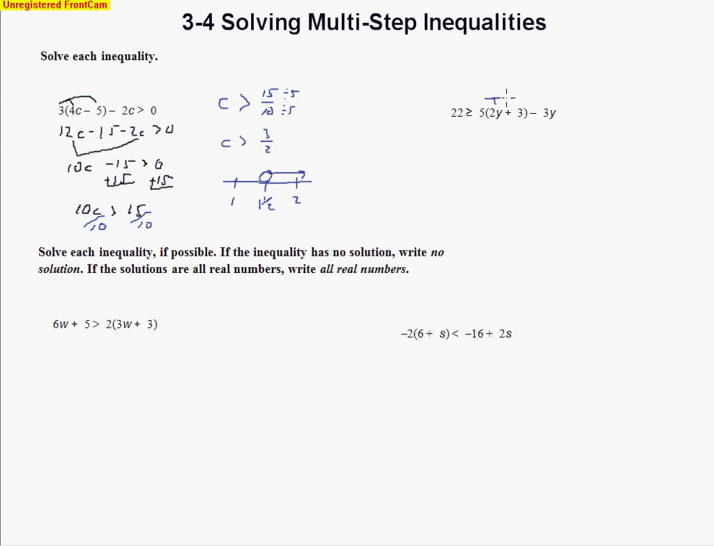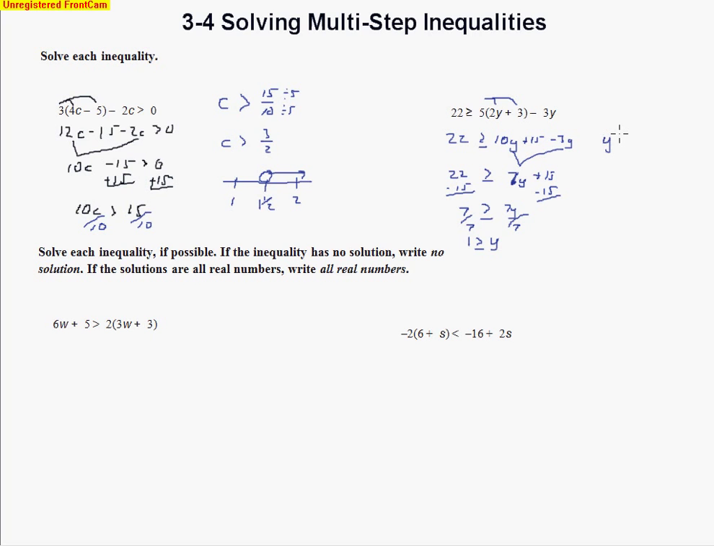If I use the distributive property on this one, I'm left with 22 is greater than or equal to 10y plus 15 minus 3y. Collecting some like terms leaves me with 7y plus the 15, and that is less than or equal to 22. So I'll go ahead and subtract that 15 from all sides, and what that leaves me with is 7 is greater than or equal to 7y. So when I divide by 7, you can see how 1 is going to be greater than or equal to y.